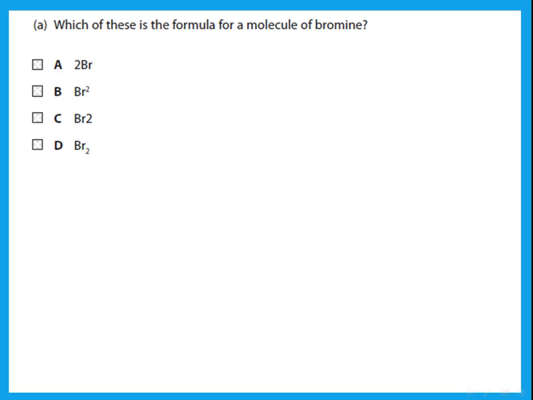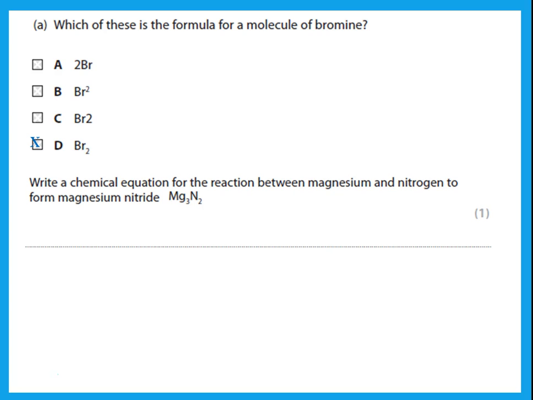Which of these is the formula of a molecule of bromine? Remember that we said bromine is diatomic. Diatomic means the molecule is made up of 2 atoms, and this is how you write it. Br2, so your answer is D.